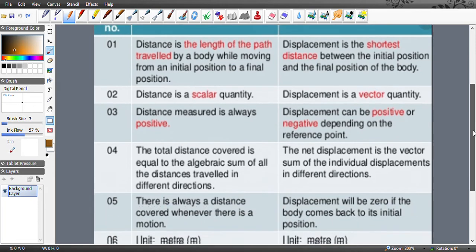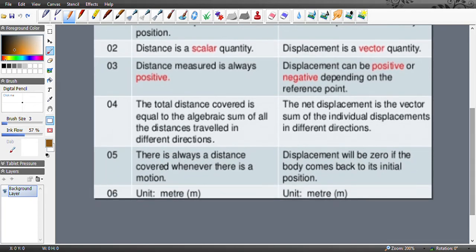Now the difference number 4: the total distance covered is equal to the algebraic sum of all the distances traveled in different directions. The net displacement is the vector sum of the individual displacements in different directions. If you are talking about distance, because it's a scalar quantity, whatever direction a person or a thing has covered, we have to sum all of them to have the final distance.